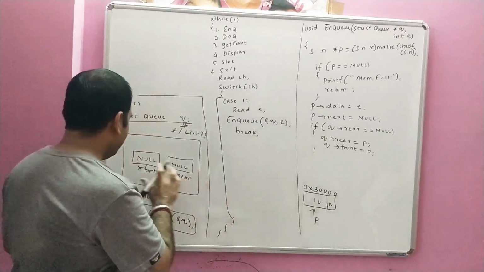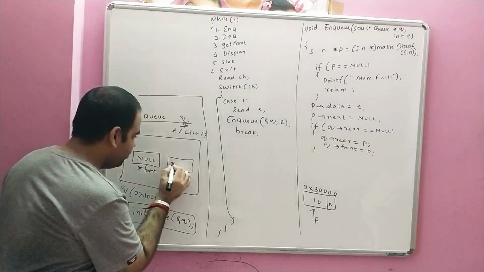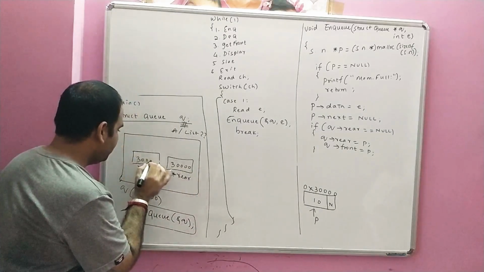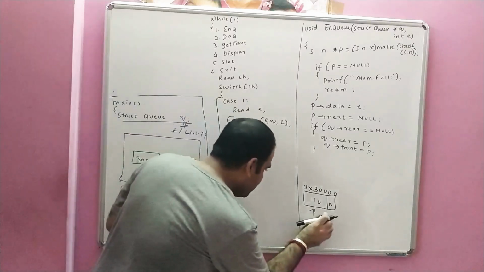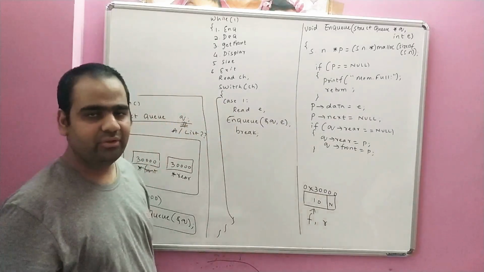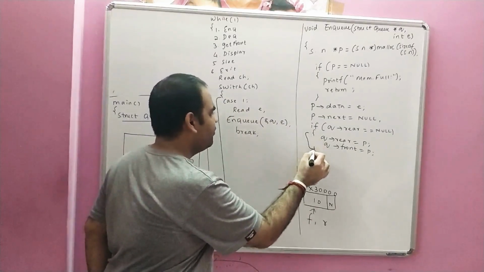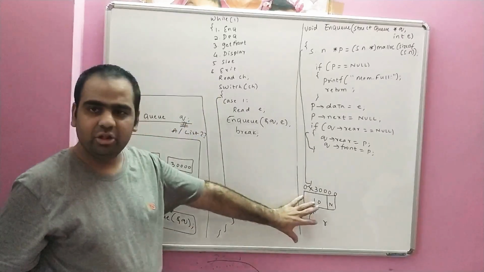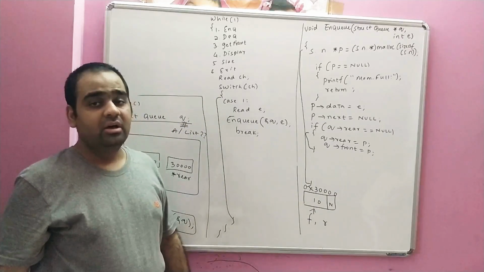Now what is q arrow rear? This is q arrow rear is equal to p. What is p? 30,000 that we have assumed, and q arrow front is equal to p. That means this is the front end and this is the rear end of the queue. As of now, we assume that this is being done, closing bracket is taken as return, and this is being added at the rear end of the queue.